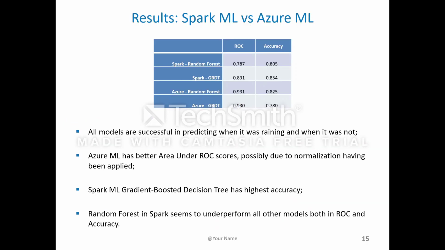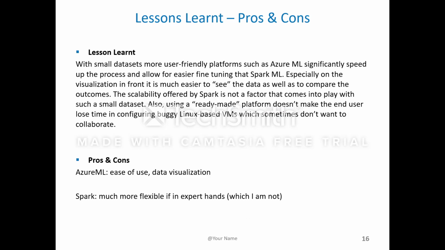So in short, the results are that all of the 4 models are good at predicting what I wanted it to predict, so whether it was going to rain or not in that individual 1 hour slots, which were randomly selected over the datasets. And Azure Machine Learning have better area under the curve, ROC curve, possibly because the data was normalized. In terms of lessons learned, Azure ML has a much easier use and ability to visualize data, but Spark is possibly much more powerful if used properly.